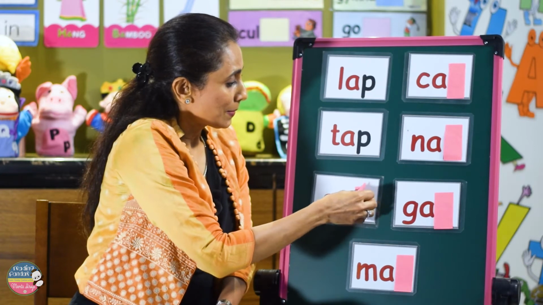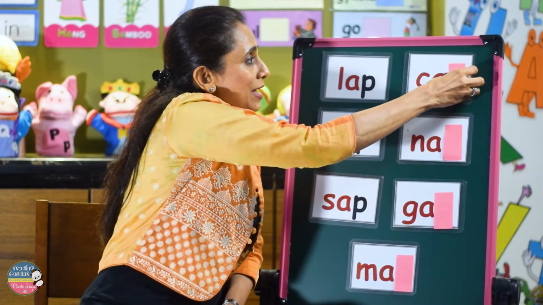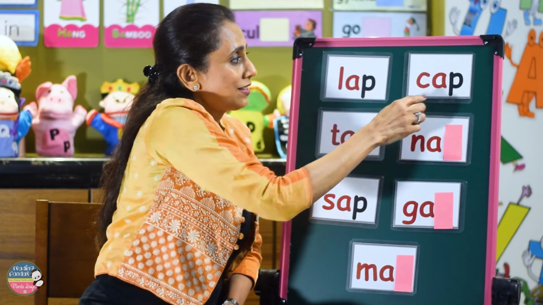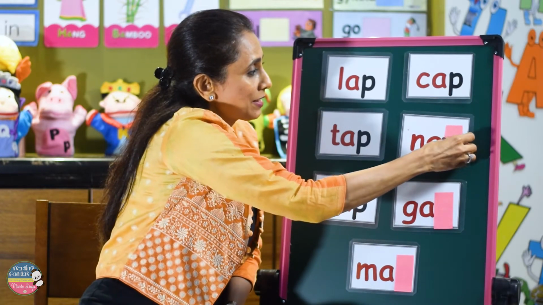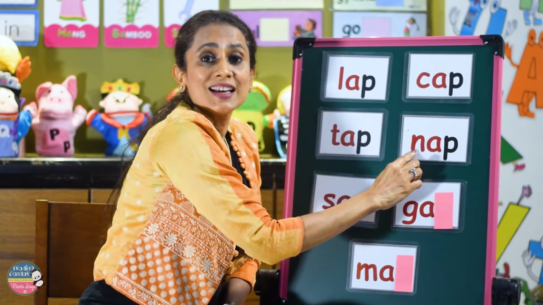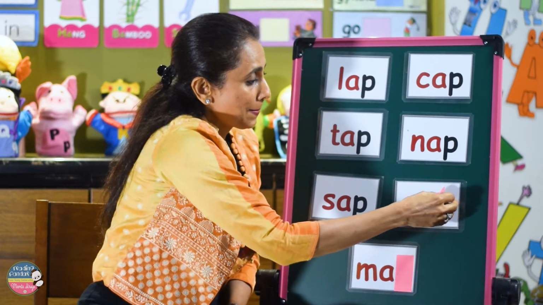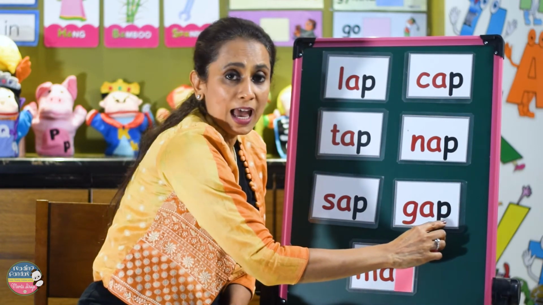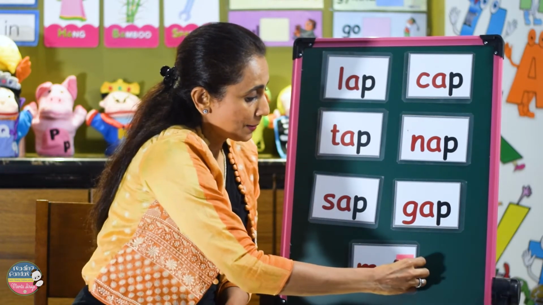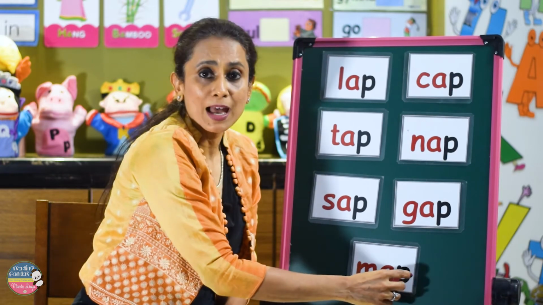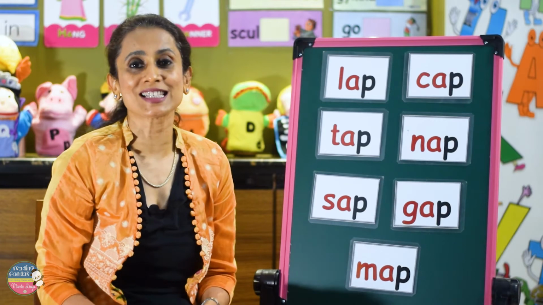Sa, p, sap. Ca, p, cap. Na, p, nap. Ga, p, gap. And now the last one is ma, p, map. That is fantastic blending. We just got to practice a little more now.